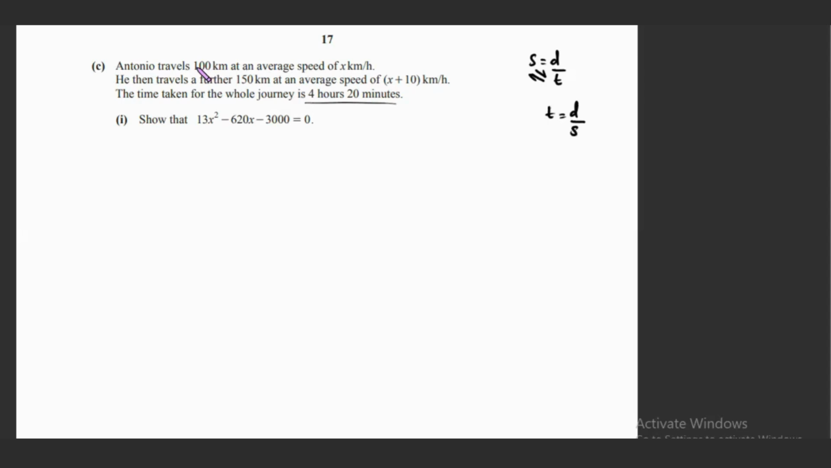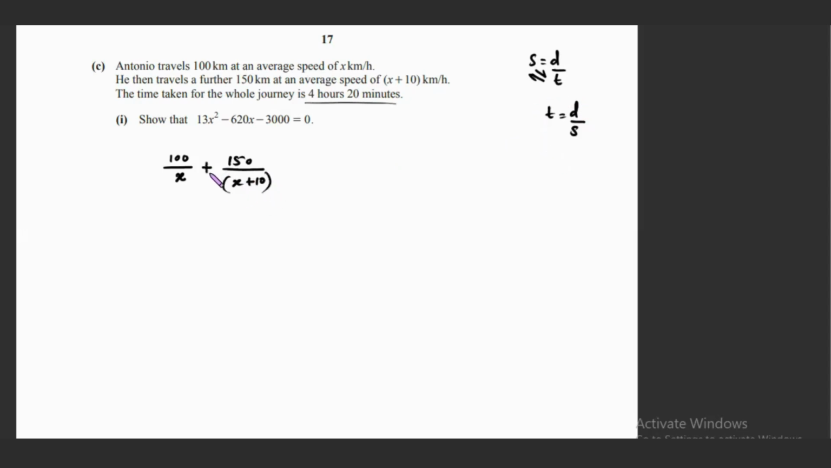So for each section, the distance and the speed are given to us. For the first section, the distance is 100 kilometers. We divide it by the speed, which is x. So that will give us the time for the first section. Next, the distance is given to us as 150. We divide it by the speed, which is x plus 10. This will give us the time for the second section.